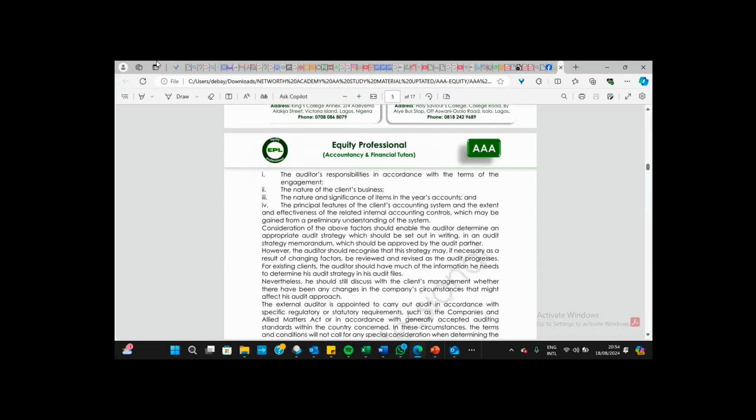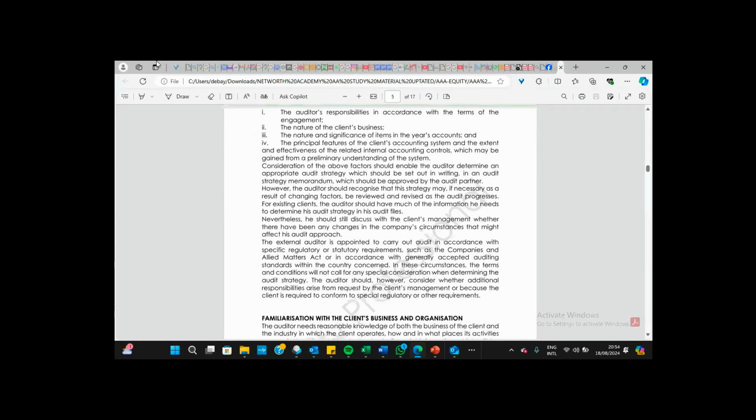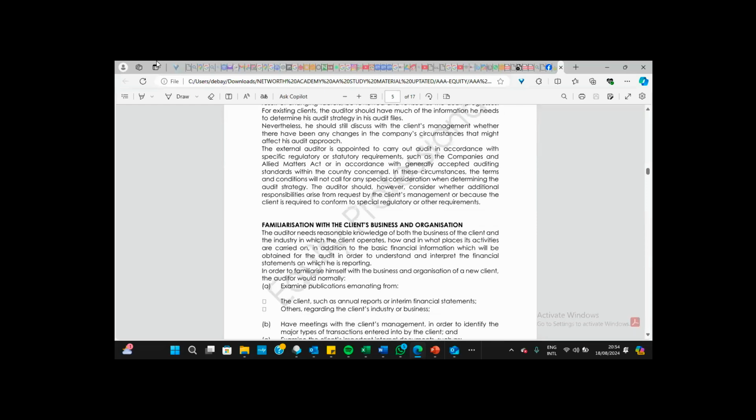And also, he needs to have at the back of his mind what kind of system they have. Is it a manually operated system or a computer-based information system that they use? Because the approach will differ when you are using a manual system or when you are using a computer-based information system. So it is the auditor's responsibility to ensure that all of these are put into consideration.